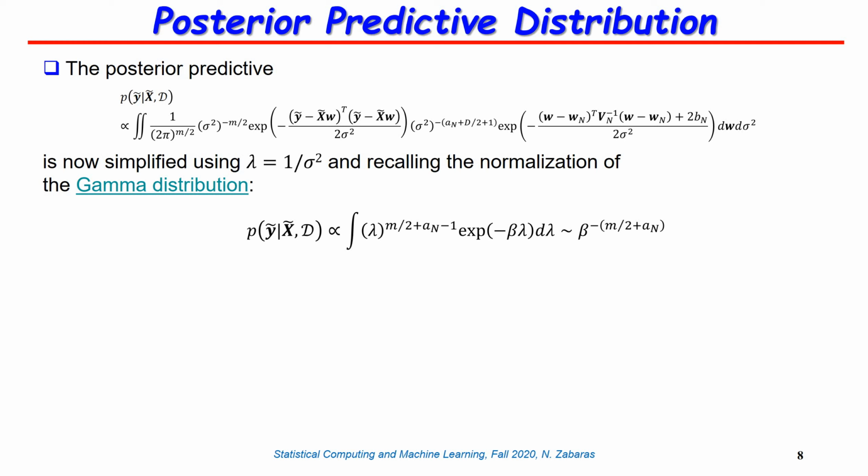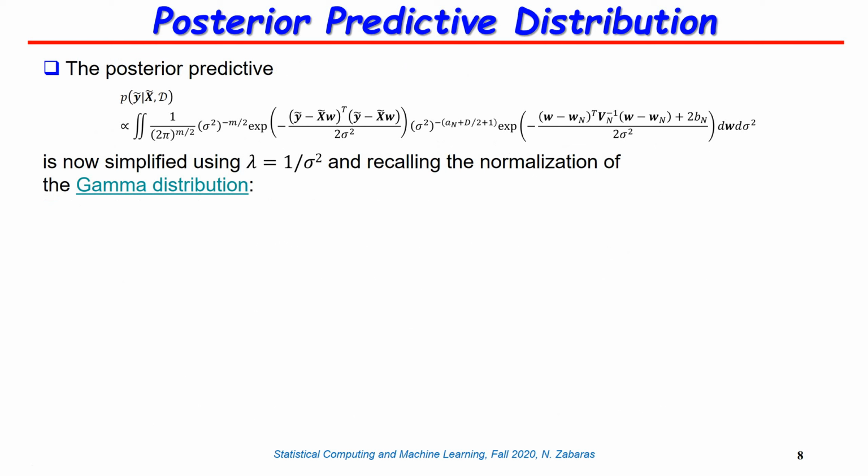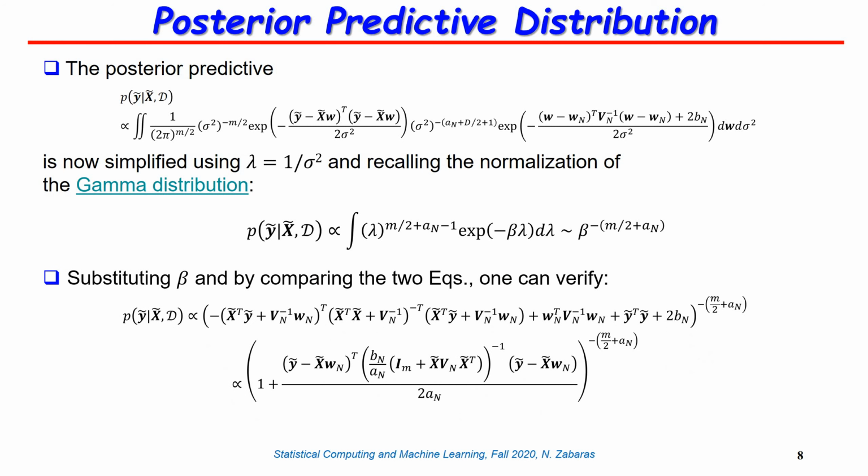Now you're going to have to integrate sigma square out, or if you prefer to work with precision, you have to integrate lambda out. If you define, as on the previous slide, whatever is left in the exponential as 2 beta, and you define lambda to be 1 over sigma square, immediately you get the normalization factor of the gamma distribution, exactly as before. And immediately you can guess that the predictive distribution turns out to be a student t distribution.